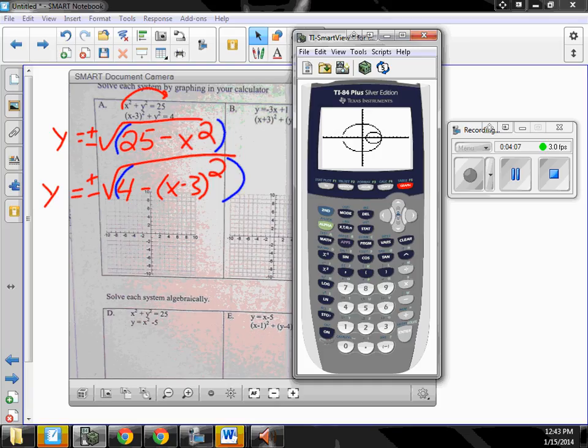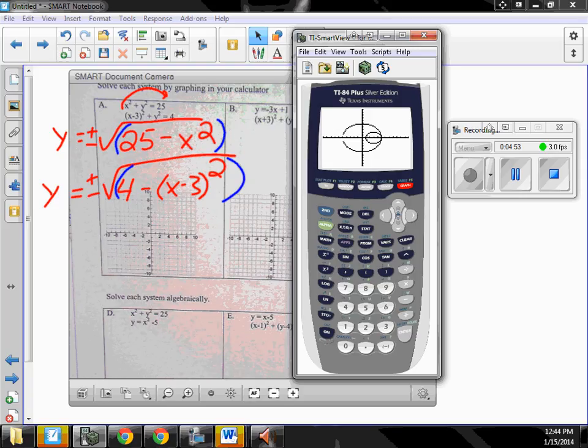You only graphed the positive versions, so you need to graph the negative versions also. So you did the positive of one and the negative of the other. You need to do a positive of both and a negative of both. Yeah, there are 4 equations, because circles are not functions, and your calculator will only graph functions. One of your problems is wrong. Go back to the graph window. It's 4 minus x minus 3 squared.